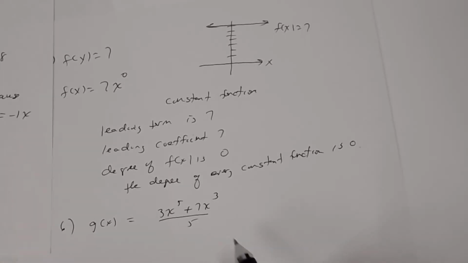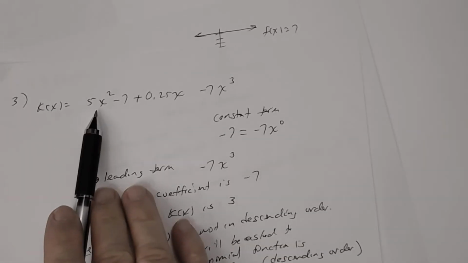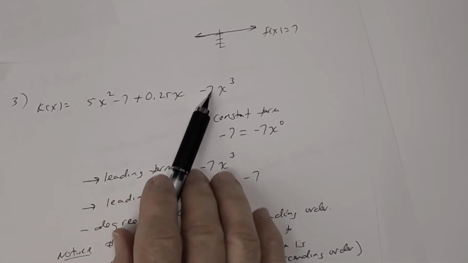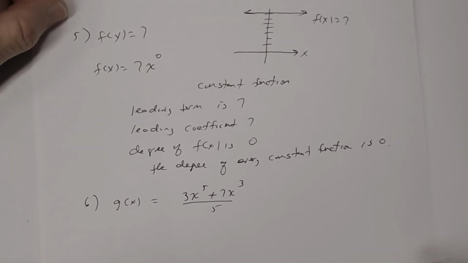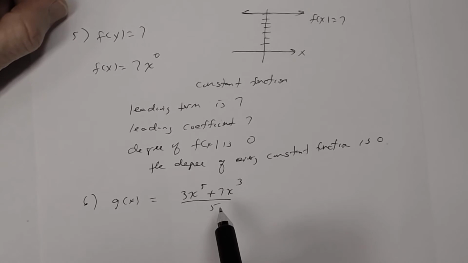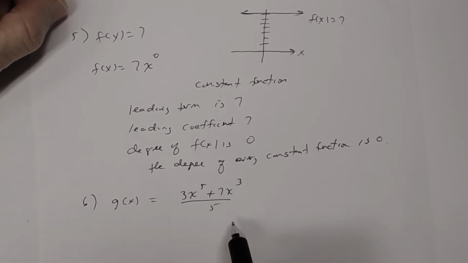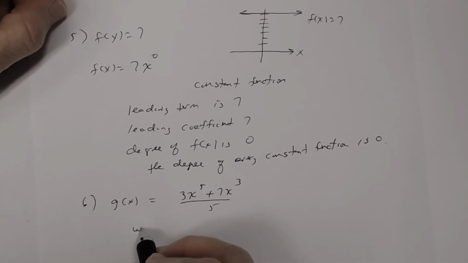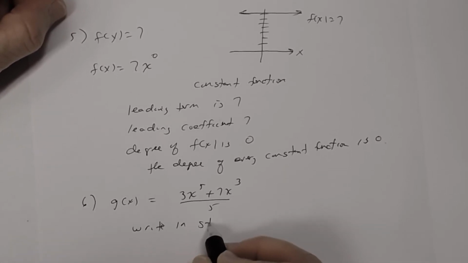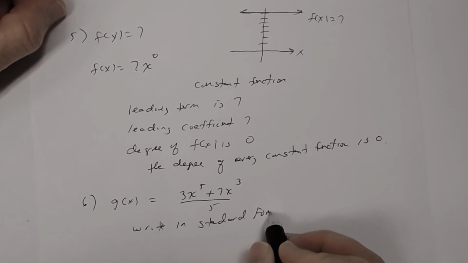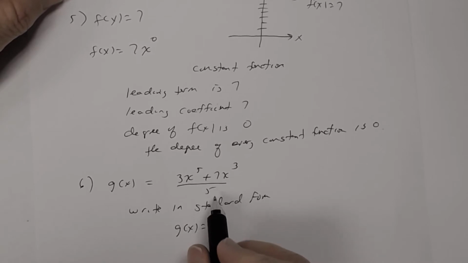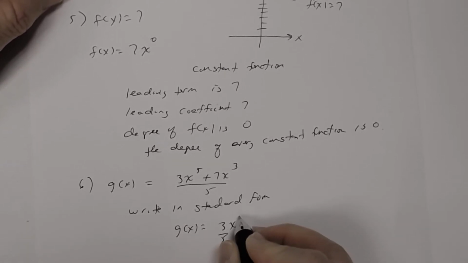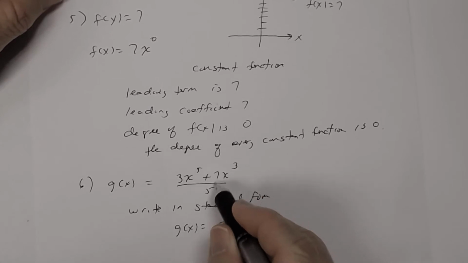Okay. Now, do you see how this doesn't look like this, where these are written as separate terms? Here, it looks like you see a fraction, right? You see a fraction. Well, I want you to notice this. This is not in standard form. Okay, so standard form is where we have separate terms. So I need for you to write this in standard form. So standard form would be this. You would say g of x equal 3/5 x to the 5th plus 7/5 x cubed.